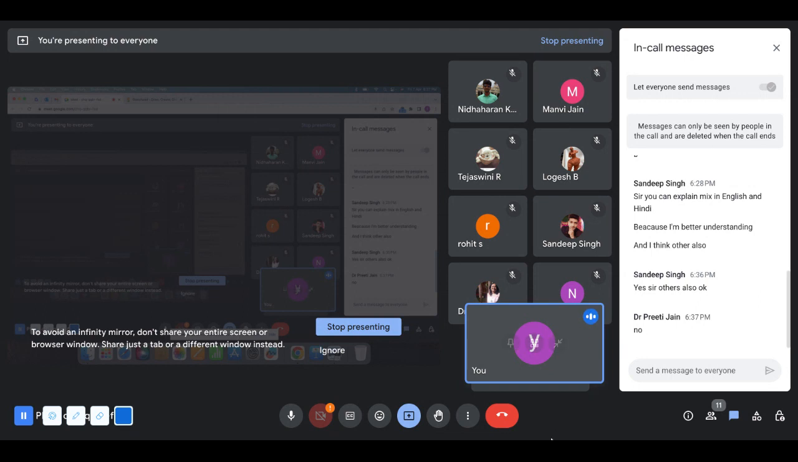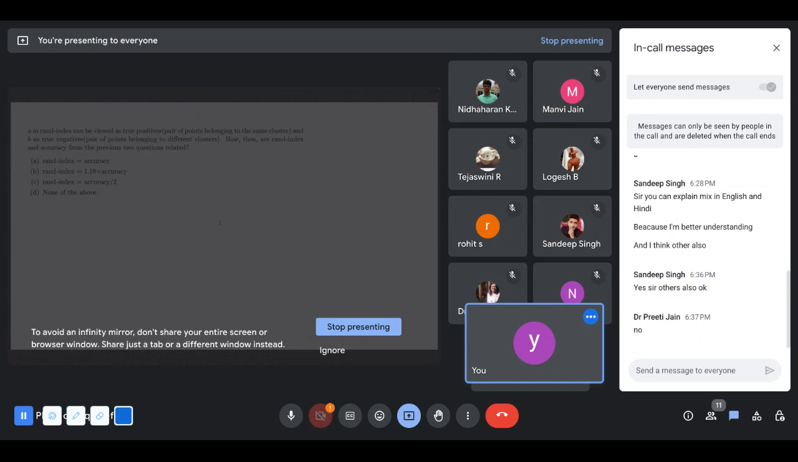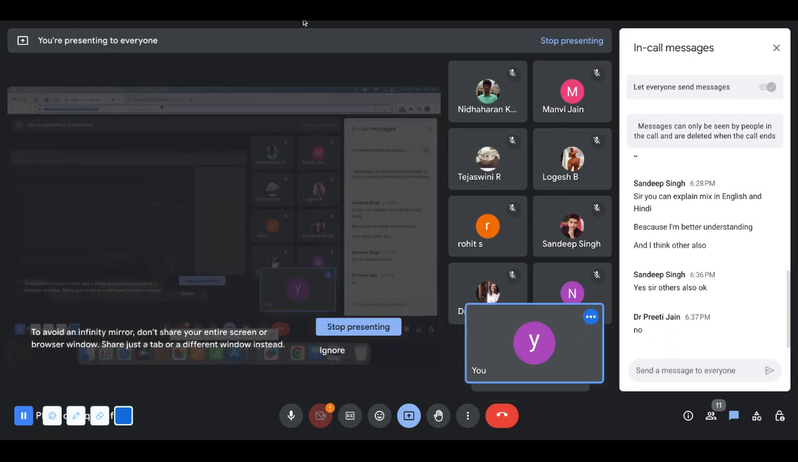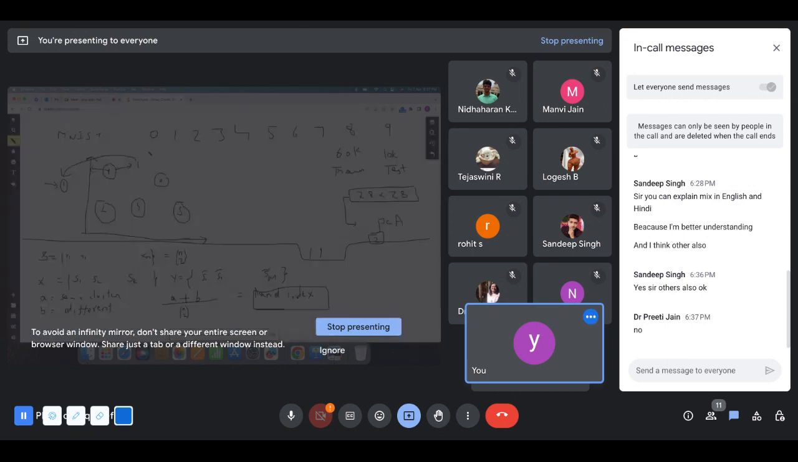Okay, let's stick with English itself. So, this is an interesting question. You will come across this question in many places. If you go for any interviews, people typically ask, how do you choose the value K in clustering algorithms?